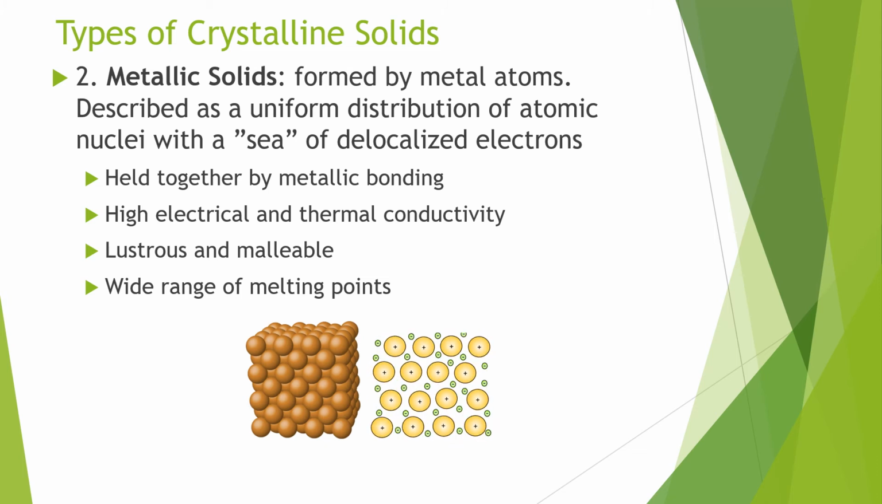Metallic solids, we've also talked about these. So they're formed by metal atoms in a uniform distribution of their nuclei with a sea of delocalized electrons. We talked about this last unit. We do call them held together by metallic bonds. They have really good electrical and thermal conductivity because we have those free valence electrons that can move and pass along a current. They're super lustrous, malleable, and they have a very wide range of melting points, but they're going to be high compared to our molecular compounds.